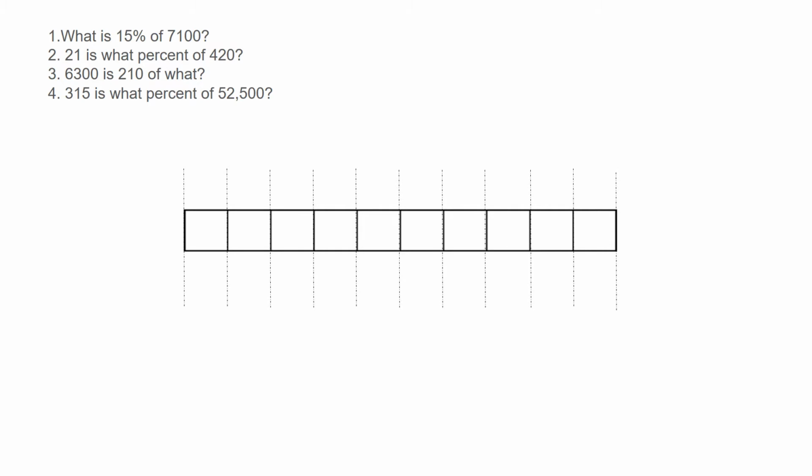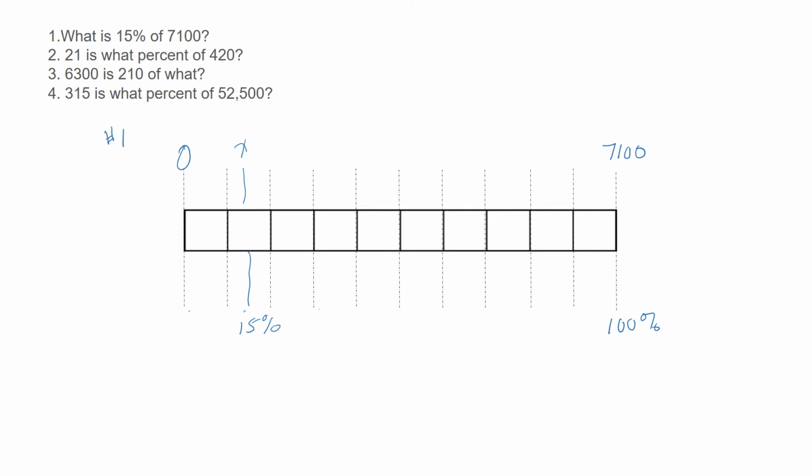So let's look at some percent problems. I've got 4 written up here, but we're going to do one at a time. So we're going to look at number 1 here. What is 15% of 7,100? So if I marked this all the way to 7,100, and each of these are still 10%, 15% would be about right here. So I know the percent. I don't know what this number is equal to, but I know that this is also 100%.